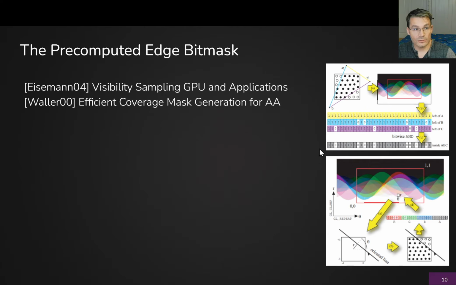So how can you implement the bitmask yourself? You've seen before that you can compute the bitmask for the different edges and then combine them. You can do that with math, but you can also do that with a pre-computed edge bitmask. The pre-computed image used here comes from visibility sampling on GPUs and applications. You can read about it more in this presentation, which references an older paper, efficient coverage mask generation for anti-aliasing.